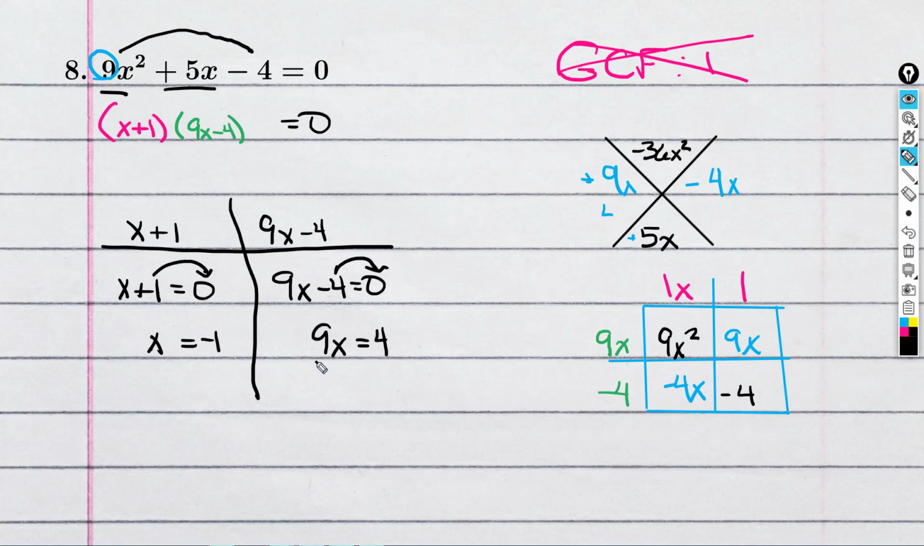This isn't done yet because we saw that 9 attached to the x by multiplication. So I divide both sides by 9. Gives me x is equal to 4/9. And so my set is, when I do the smallest first, then largest, negative 1, 4/9.